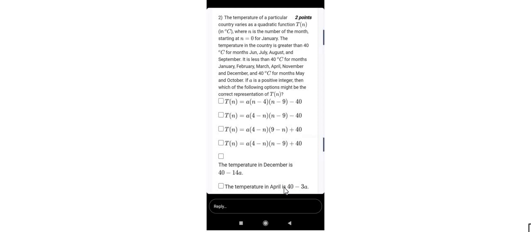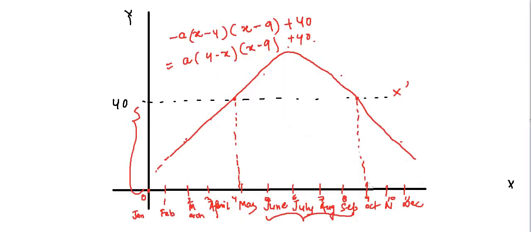Now, as we have found the equation of the quadratic function, it is asking what the temperature in December will be. So let's see what the value of n is for December. We have n equal to 11. So just simply substitute the value of n and get the result. So this is going to be a times (4 minus 11)(11 minus 9) plus 40.